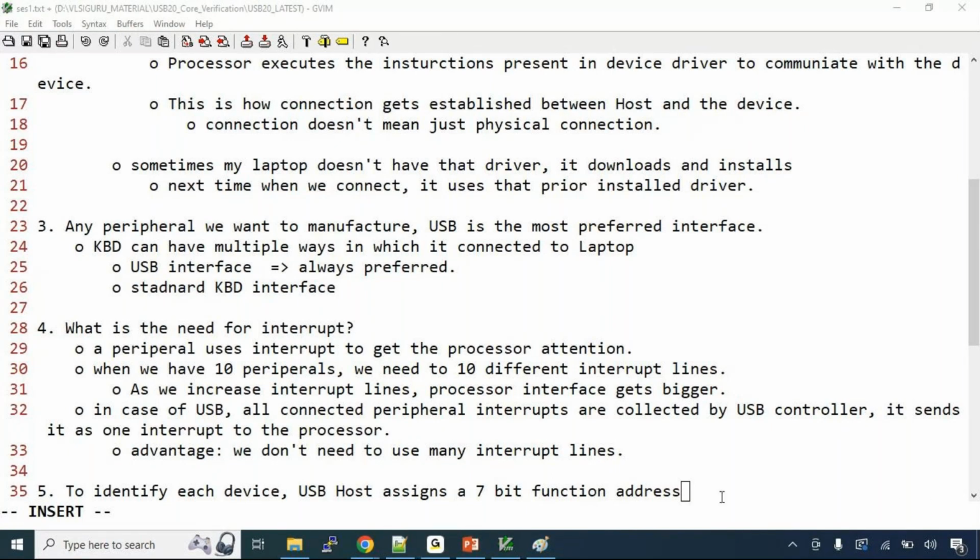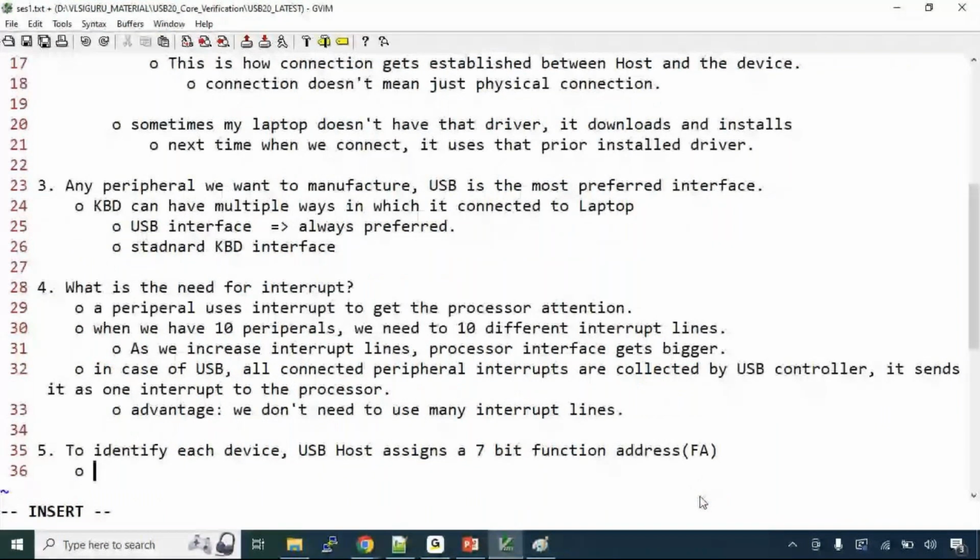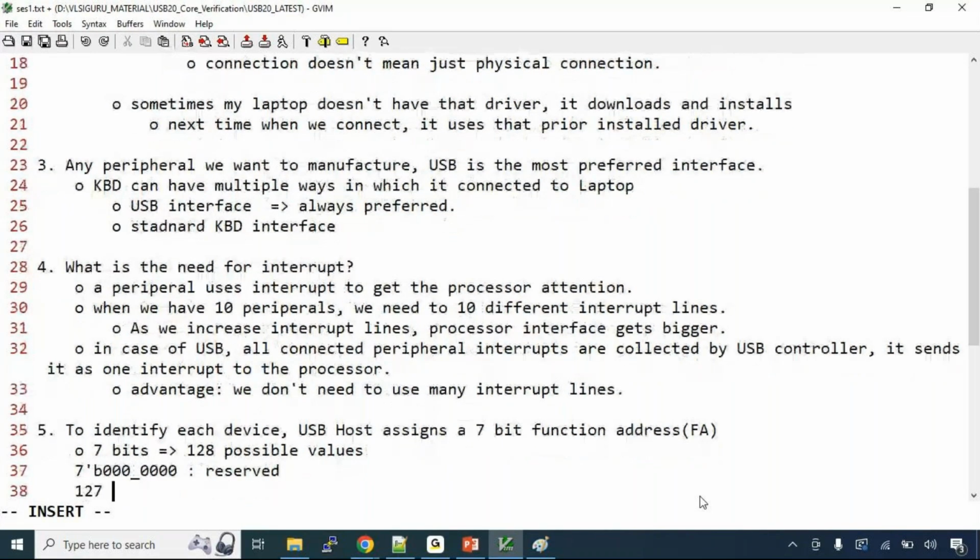A USB host assigns a 7-bit function address, in short called a FADDR. Using this 7-bit address, 7 bits means what? 128 possible values. 0 is always reserved. 0000000 is reserved and cannot be used for any device. So that means 127 values are left. Hence, a maximum of 127 devices can be connected. This includes the hub also.